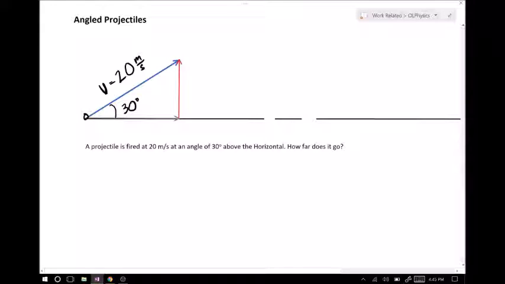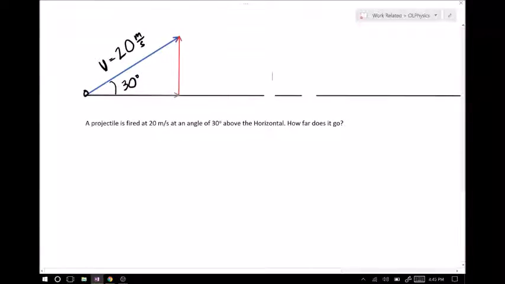So I have a problem set up. A projectile is fired at 20 meters per second at an angle of 30 degrees above the horizontal. How far does it go? There's a slow way to figure this problem out. There's also another way that we can derive. What I'm going to do is go through that derivation and show you an equation that you can use anytime a projectile is launched on a level horizontal plane.